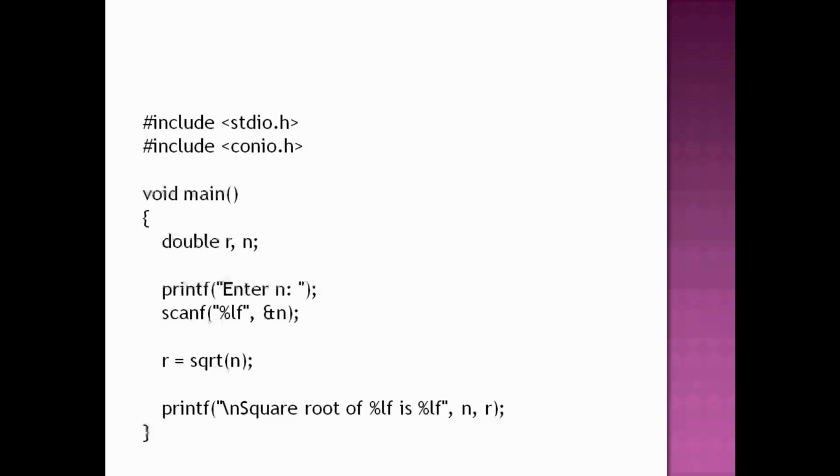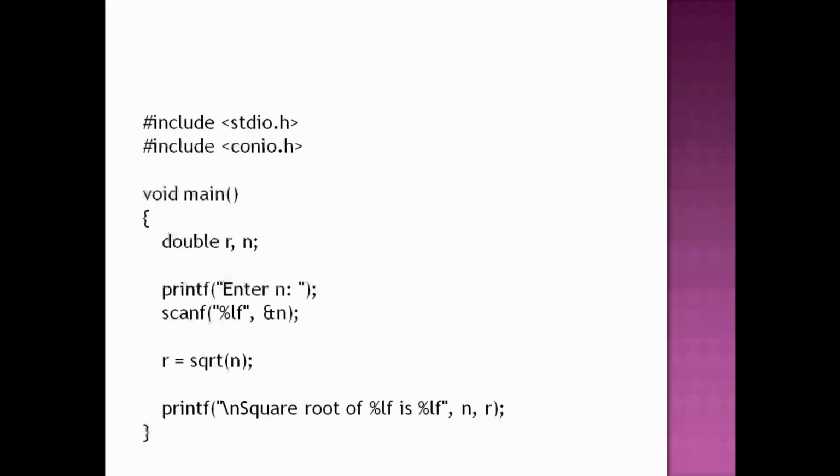Next, this is an example of one library function. I've written one very simple code where I've declared two numbers, double R and N. What I want to do here is ask for one number from the user. So I am saying printf enter N, and I'm storing that number inside N. This function will simply calculate the square root of that number, and we are storing that square root inside our variable. So I am saying R equal to sqrt N, right?